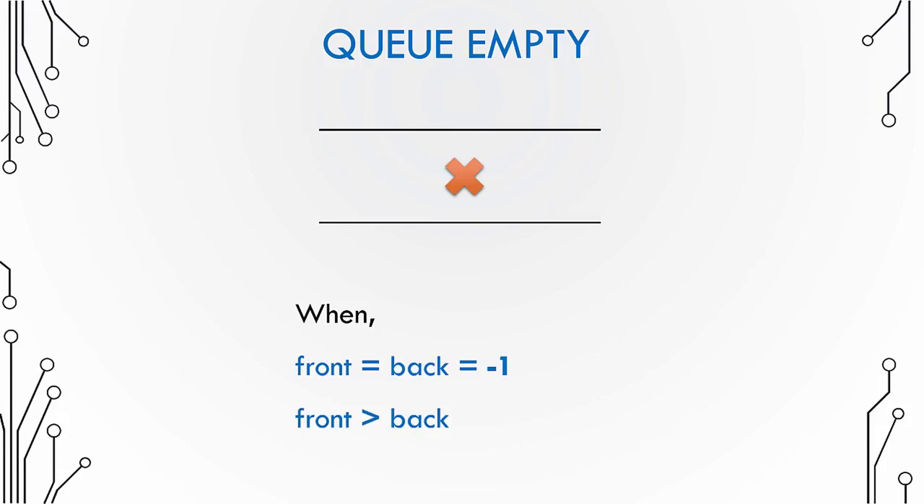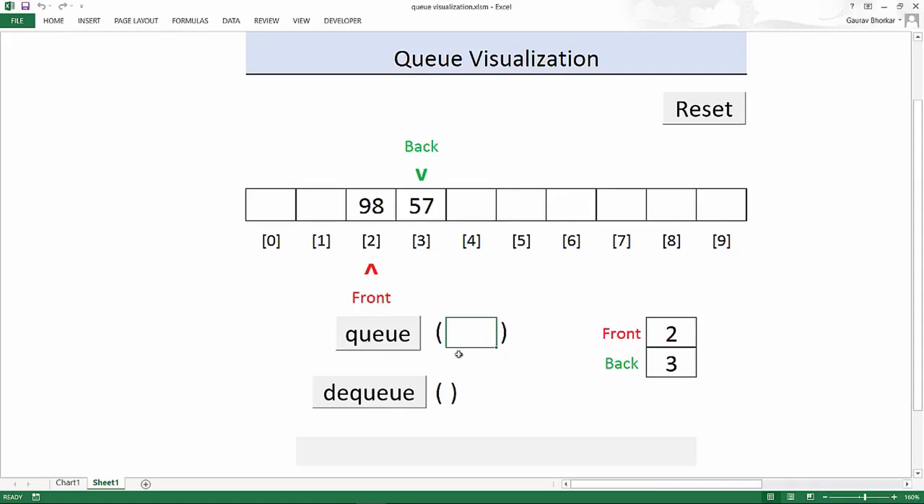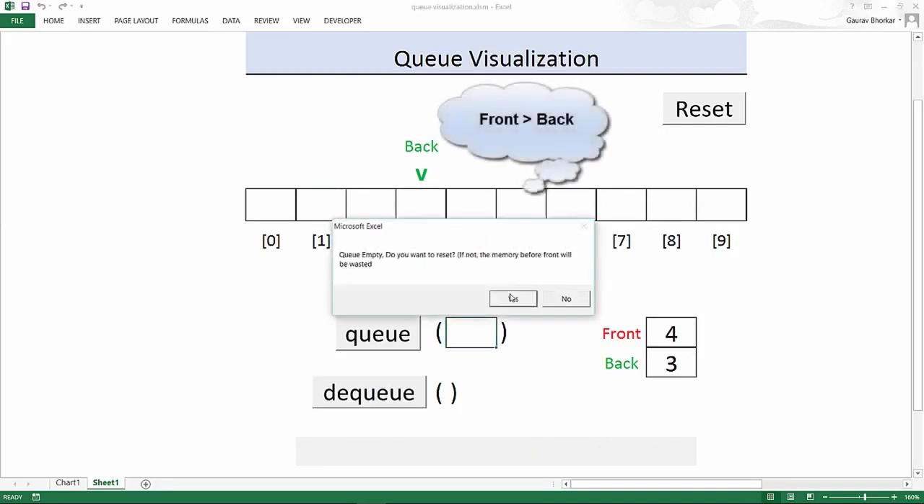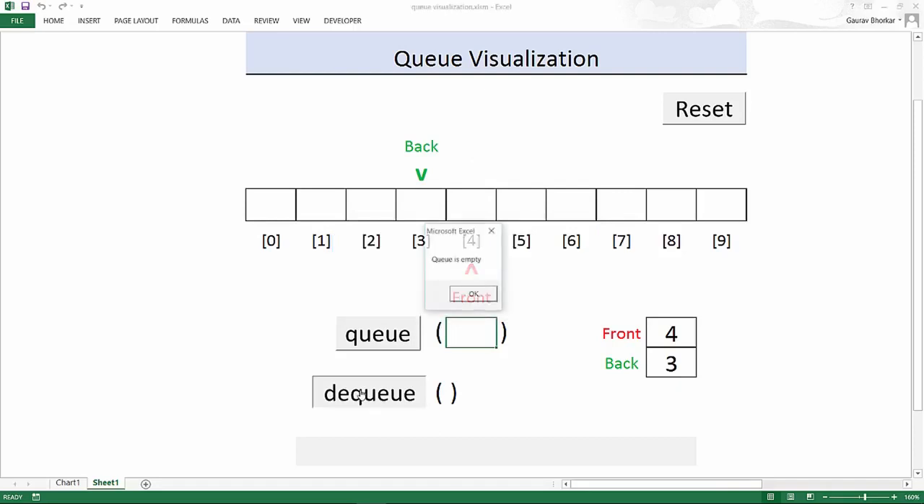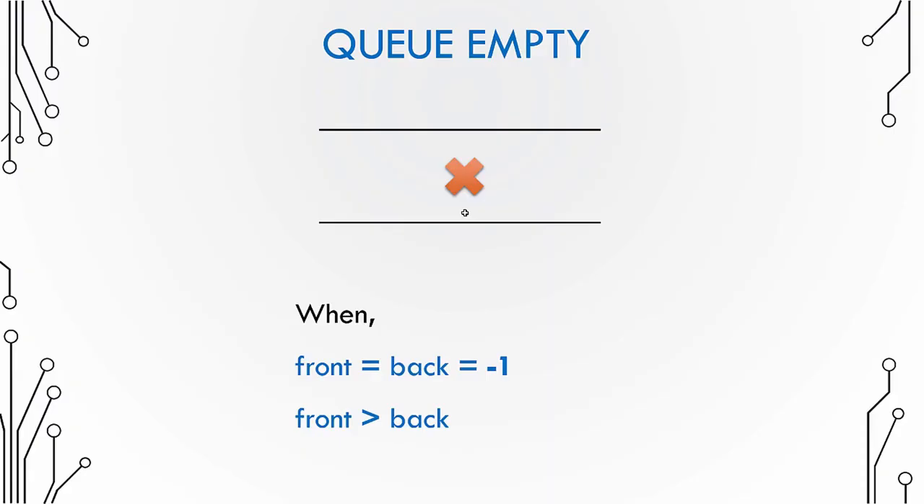Now let us visualize this. So now we have just 2 elements in the queue. Let us dequeue all of them. At this point, there is only 1 element in the queue. So now if I dequeue this element, it will first remove the value, and as expected, it will then increment the front pointer, right? At this point of time, there is nothing in the queue. That is why it says that the queue is empty and you should either reset it or enqueue more elements. Now if I press dequeue again, it will say that the queue is empty. So those were the 2 conditions for a queue being empty.